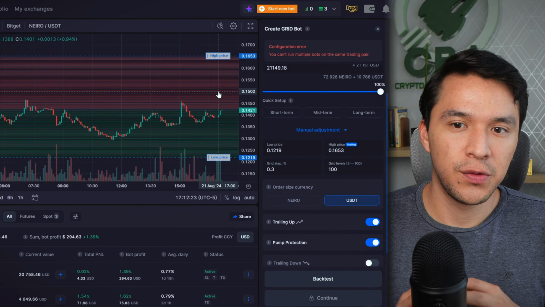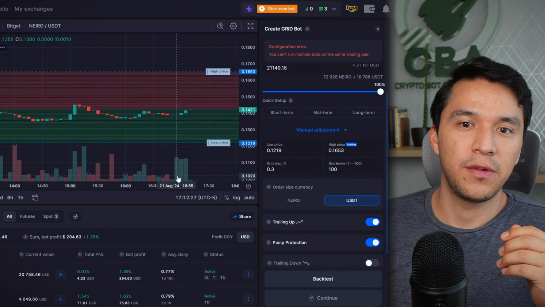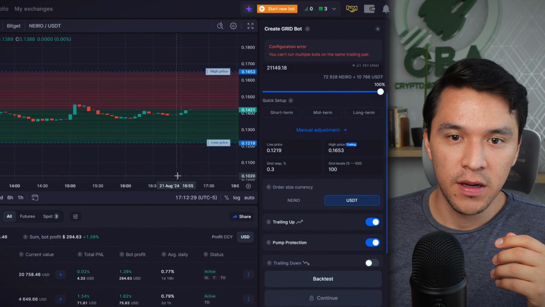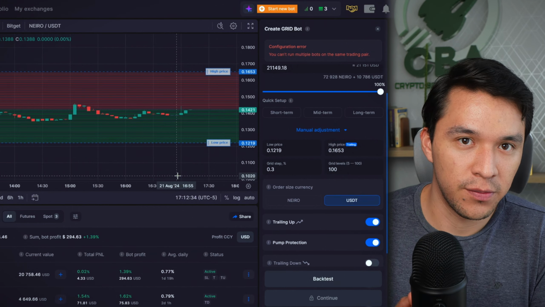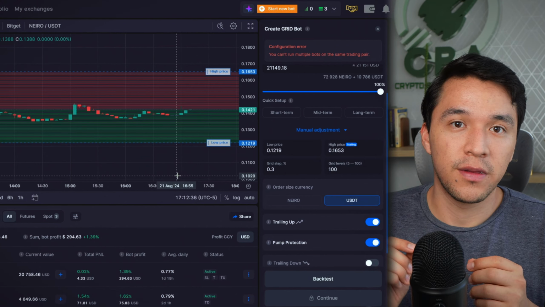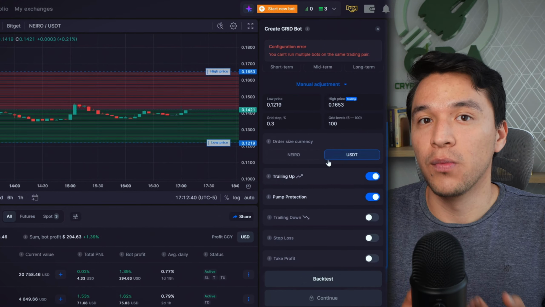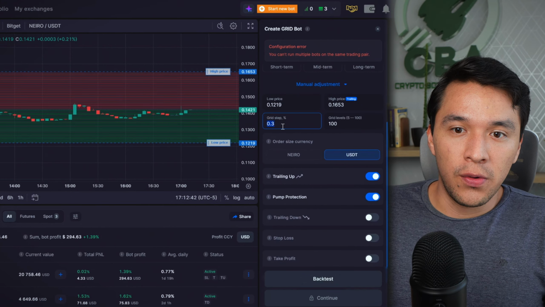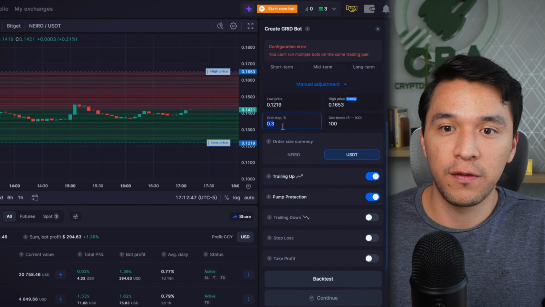So let's dive into what a grid level is. A grid level essentially is the difference every time the bot makes a buy and sell order. As you saw earlier, the more grid levels you have, the more buy and sell orders the bot is going to make, but the smaller the profit is going to be because the distance between the buy and the sell is smaller. Then moving on, we have the grid step percentage, which is the profit per trade.